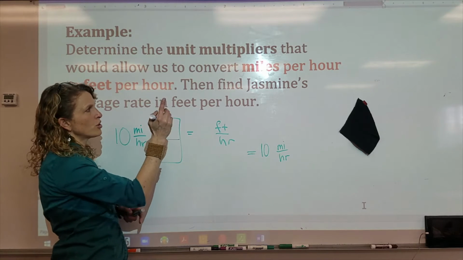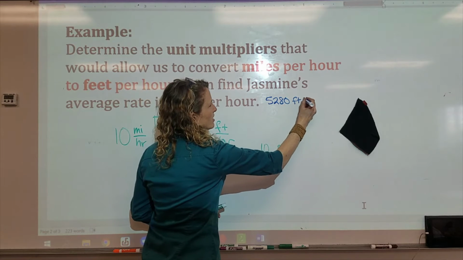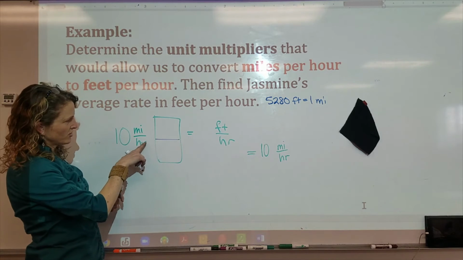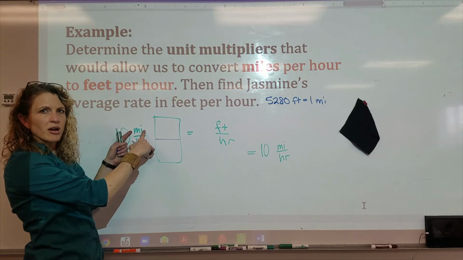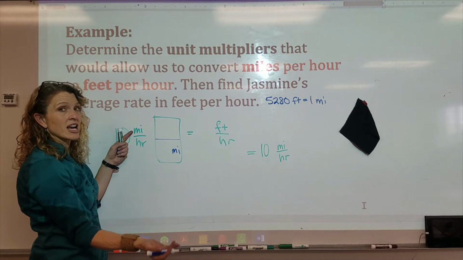Let's see. I do know a known fact that there's 5,280 feet per 1 mile. So let's use that. I have to decide, since miles is on the top and I want miles to go away, I put miles on the bottom here, or the denominator.